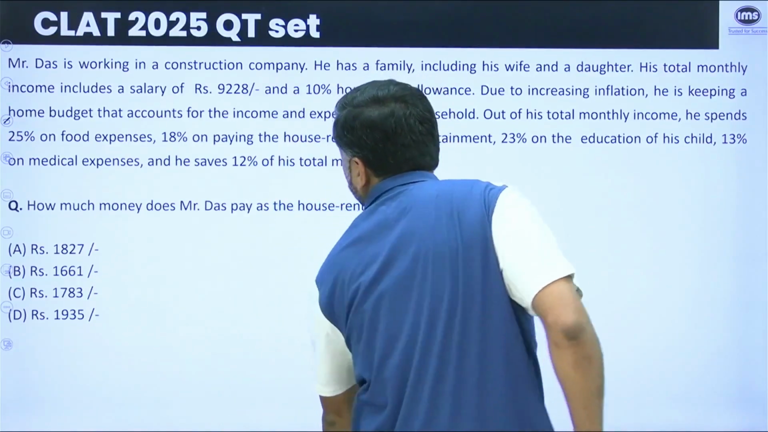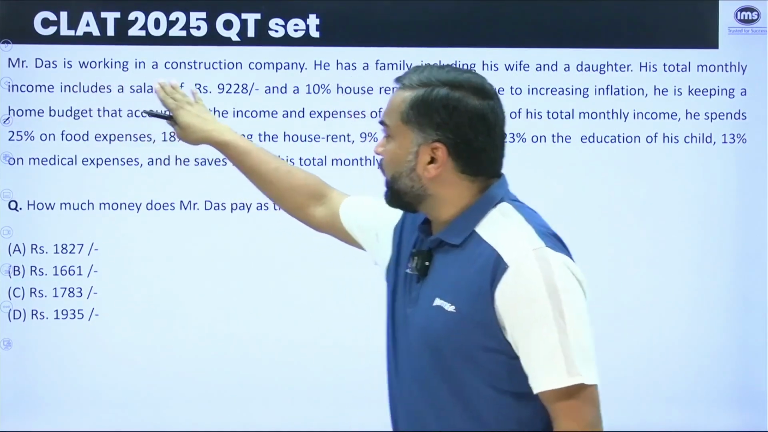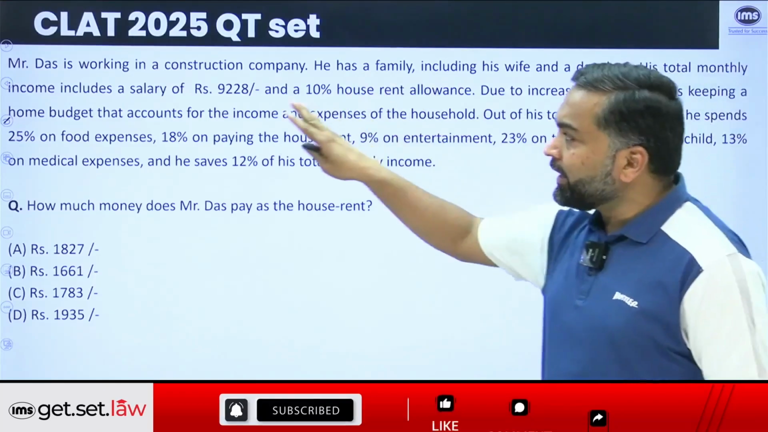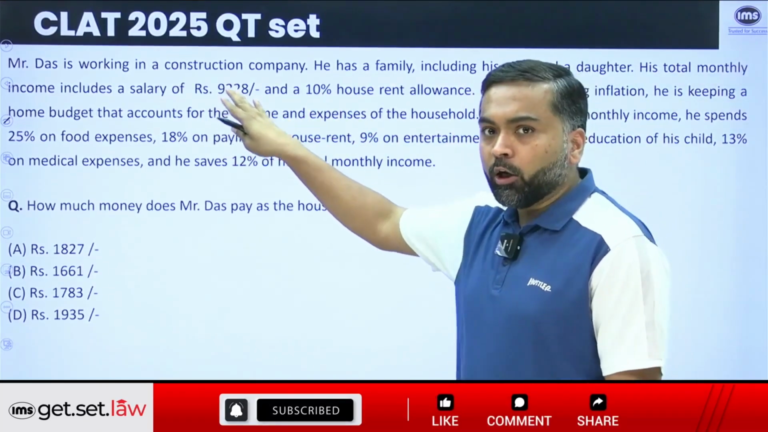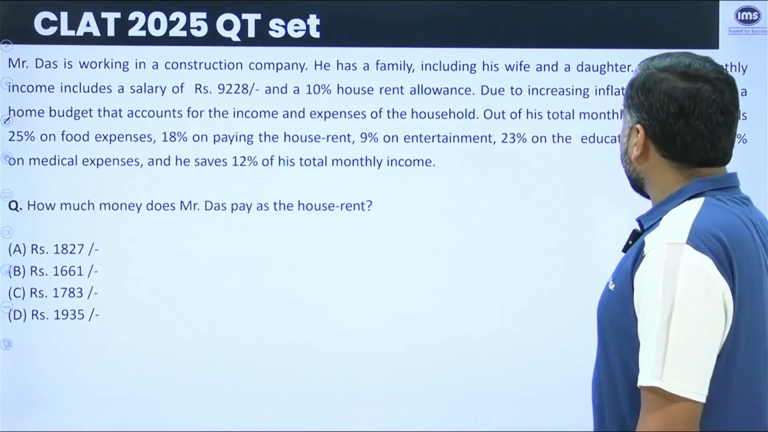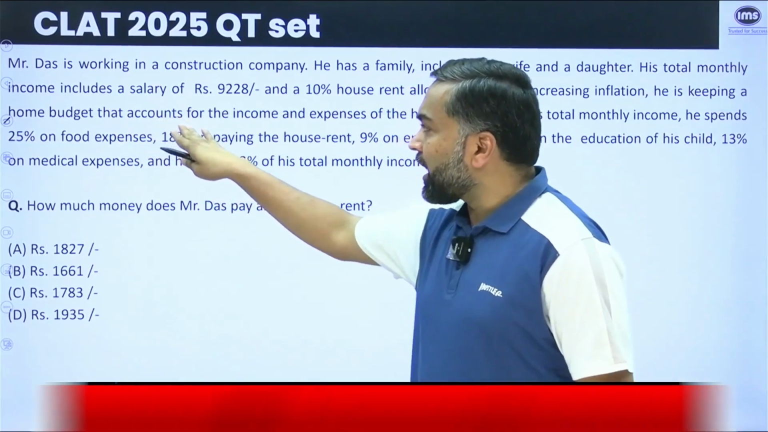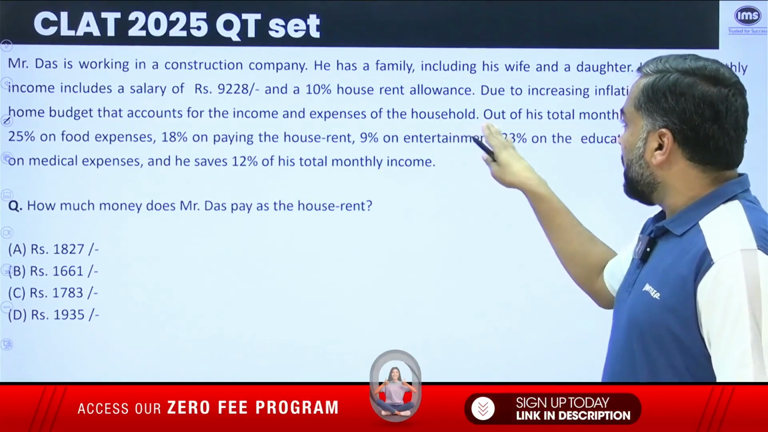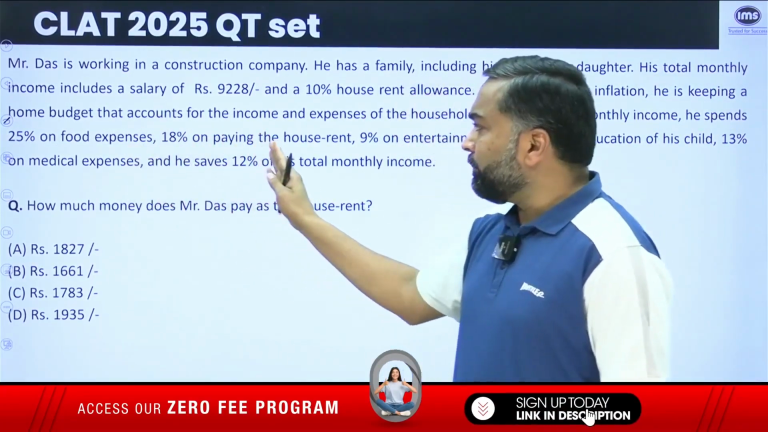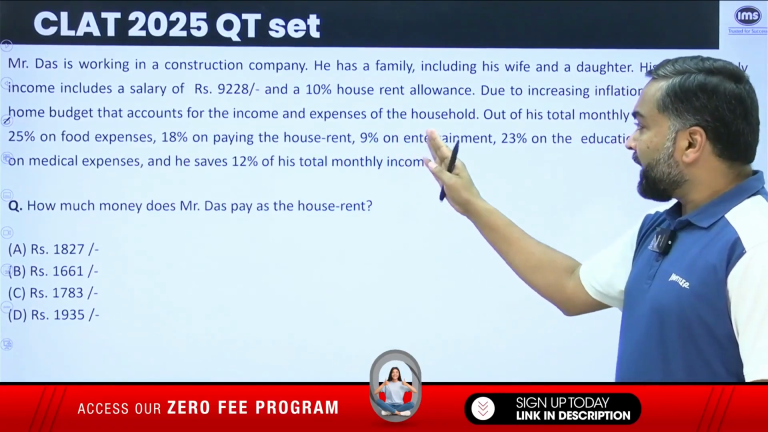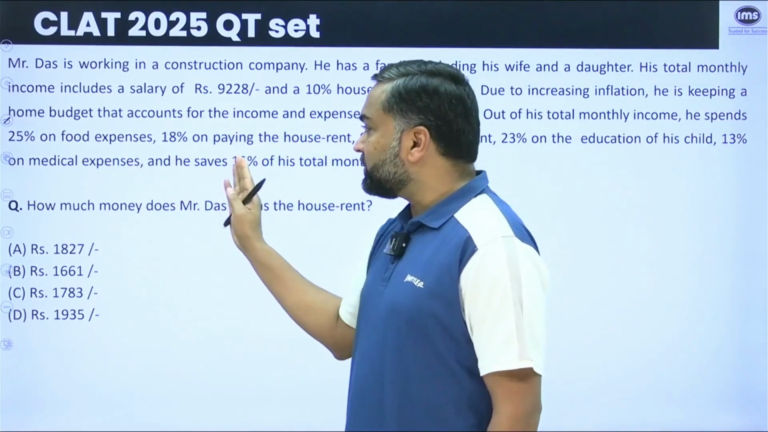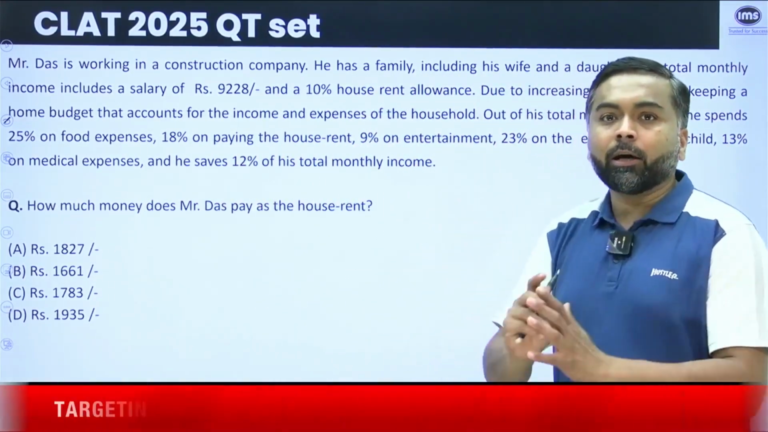So if I look at the set here, let's read this set. Mr. Das is working in a construction company. He has a family including his wife and a daughter. His total monthly income includes salary of 9,228 and a 10% house rent allowance. Due to increasing inflation, he is keeping a home budget that accounts for income and expense of the household. Out of his total monthly income, he spent 10%, 25% on food expenses, 18% paying rent, 9% on entertainment, 23% on education and 13% on medical expenses, and he saves 12% of total monthly income.